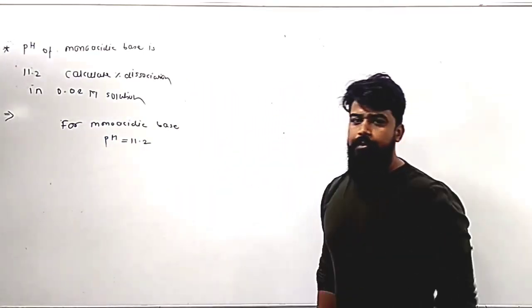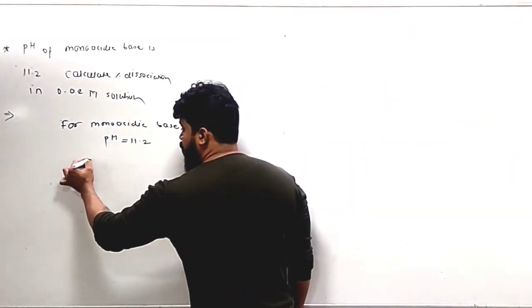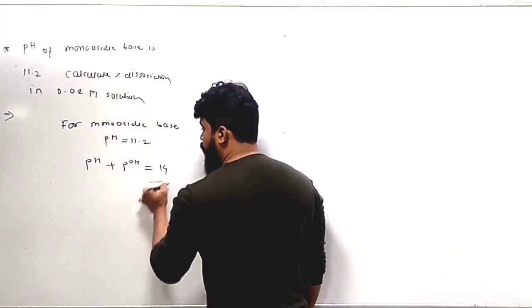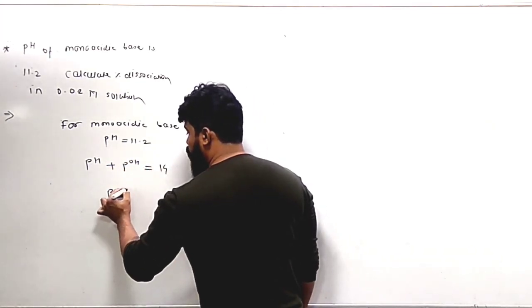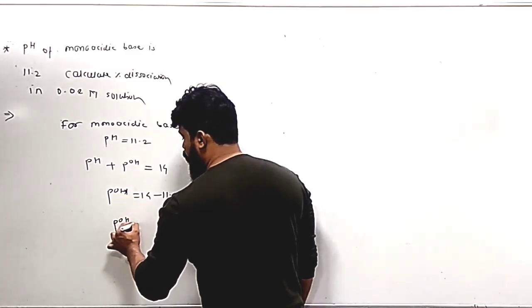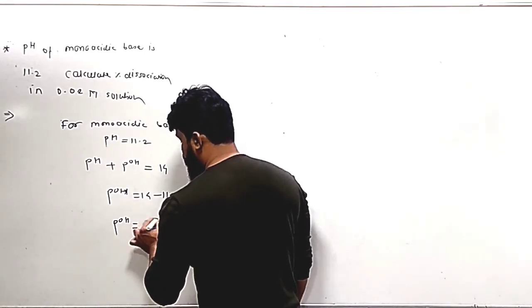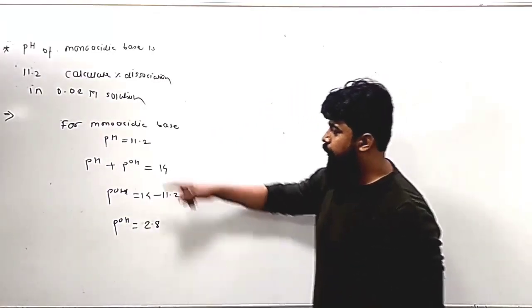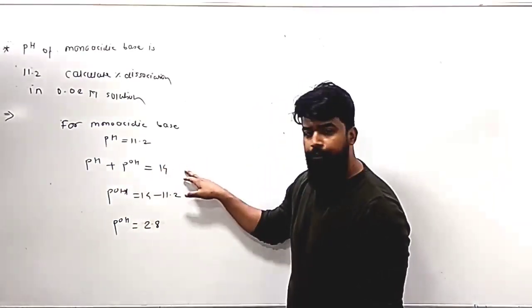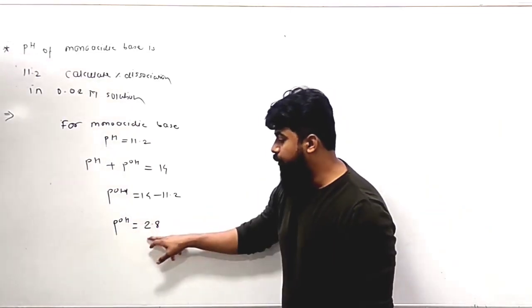But keep in mind, whenever we are dealing with bases, we need the value of pOH. Therefore, as per the equation we know, pH plus pOH is equal to 14. Therefore, pOH is equal to 14 minus 11.2. So pOH is equal to 2.8. Again, as we have the derivation, pH plus pOH is equal to 14, so pOH is equal to 14 minus 11.2, which is 2.8.